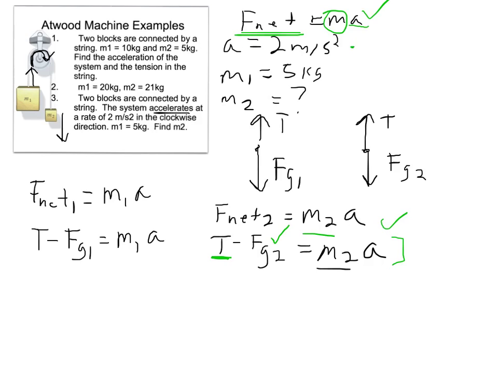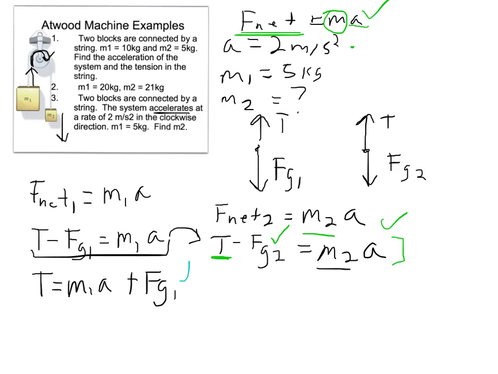What I can do is, just like last time, solve this equation over here for tension and substitute it into the equation for object 2. So tension equals mass 1 times the acceleration plus the weight of object 1. I just added Fg1 to both sides. Now I can eliminate the variable tension from this other equation by substituting in.